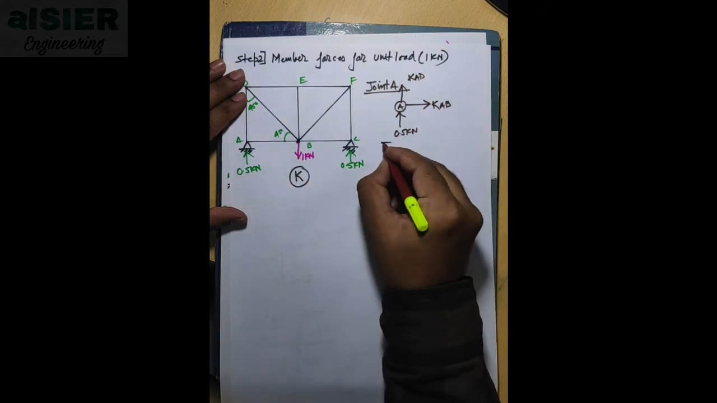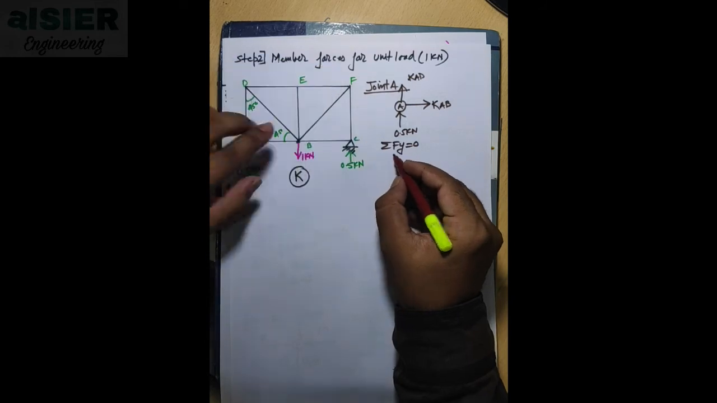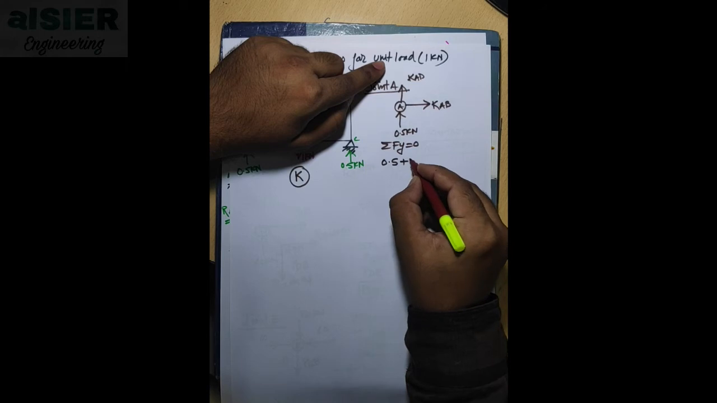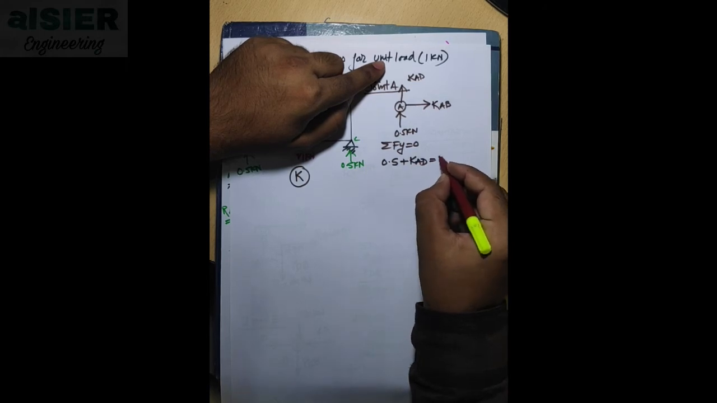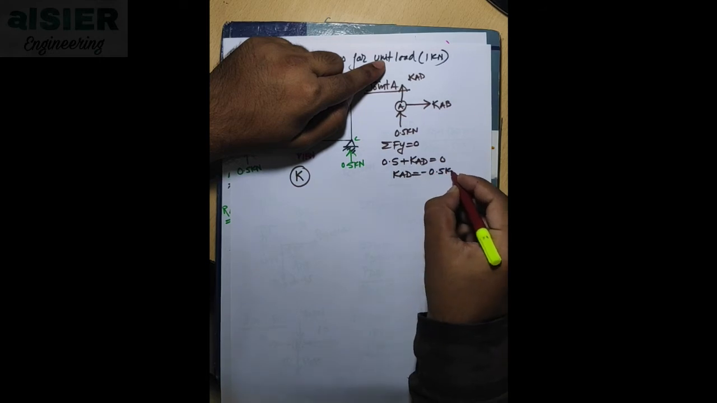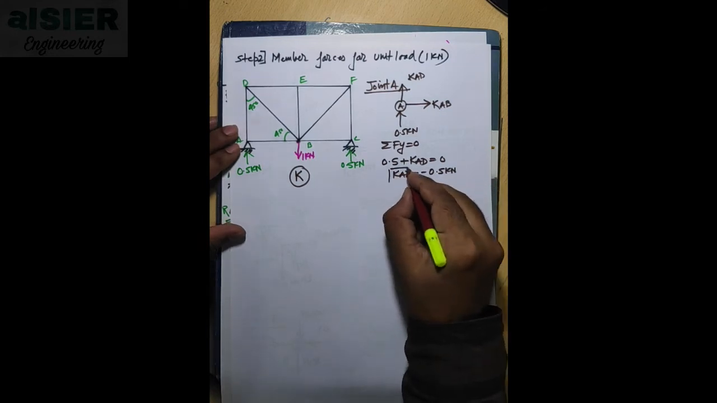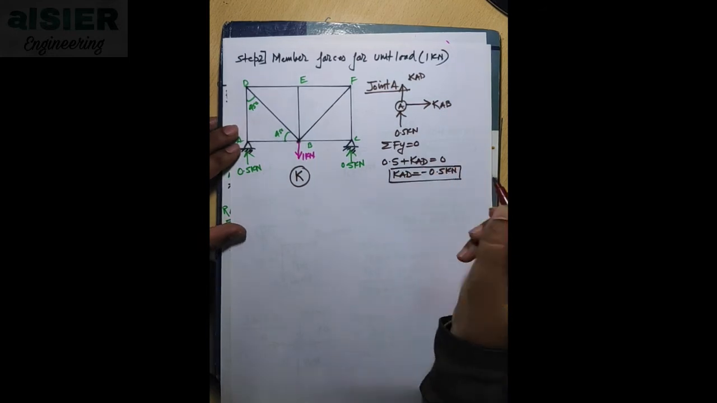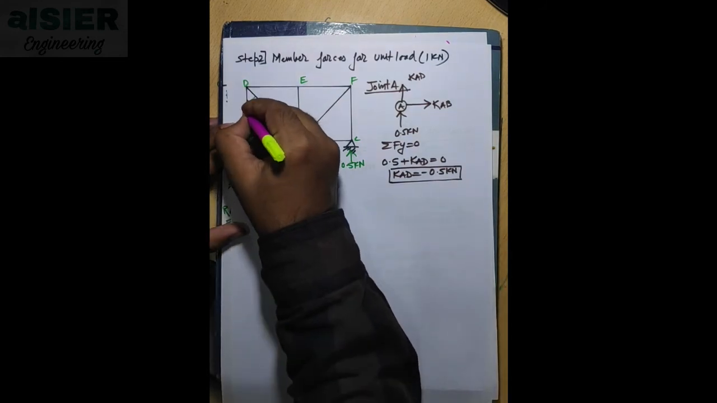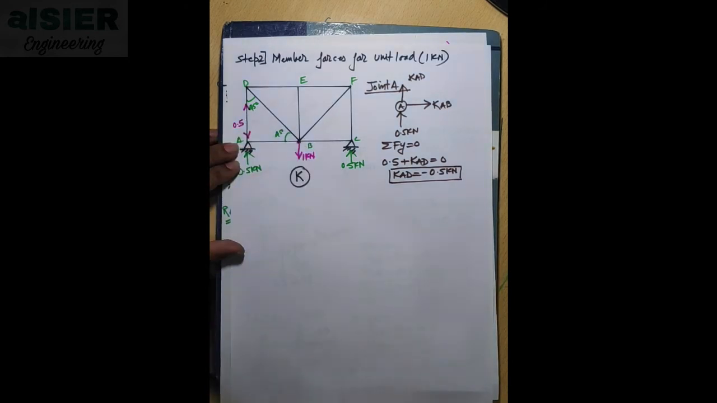Now we will do summation of Fy here. So summation of Fy is equals to 0. So 0.5 is going upward, so plus 0.5, and this KAD is also going upward, so plus KAD is equals to 0. Therefore KAD is equals to minus 0.5. No need to worry, minus sign indicates that our assumption was wrong. Our assumption was it is away from the joint, but it is towards the joint. So we will mark it towards the joint like this, and we will write down here 0.5.